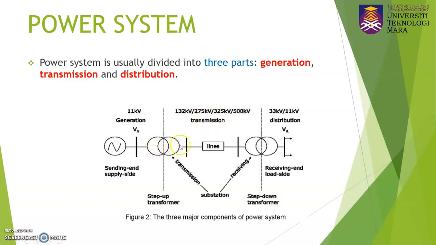Then after that we have a long transmission line that is used to transmit the power from the generation to the distribution. Here we have another transformer to step down the voltage to distribution level, where we have 33 kilovolt or 11 kilovolt. And then we go one by one: the generation part, transmission part, and distribution part.